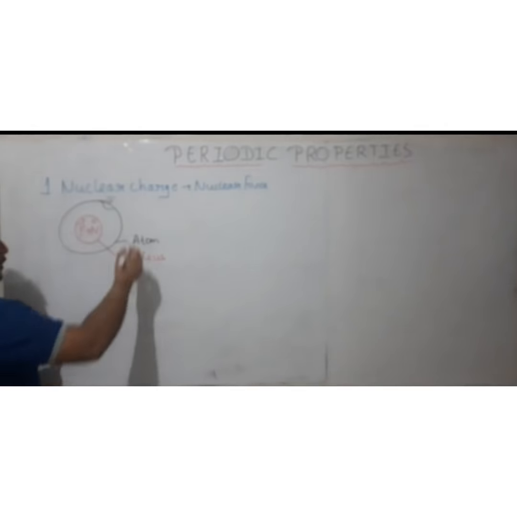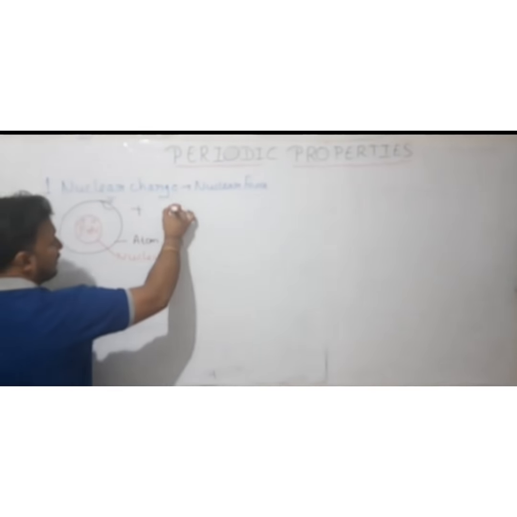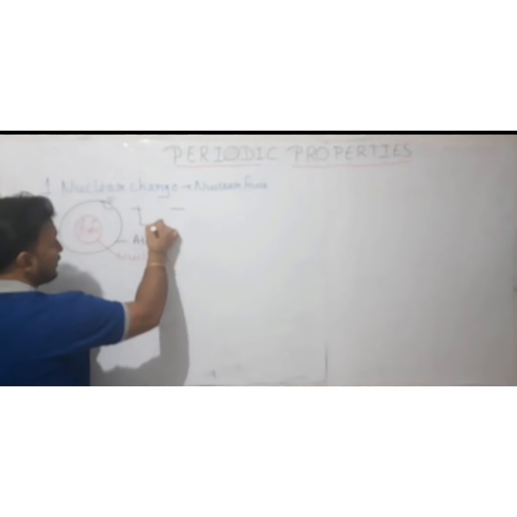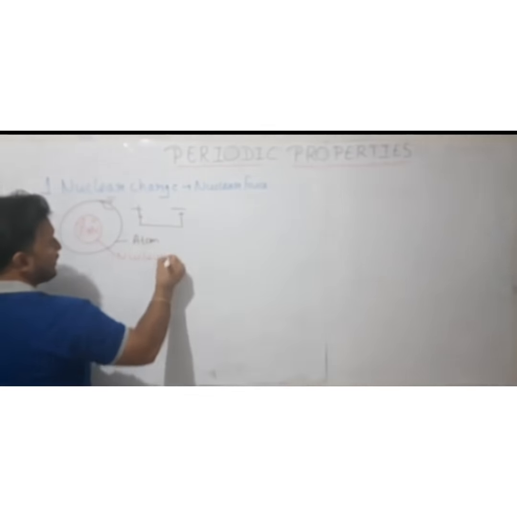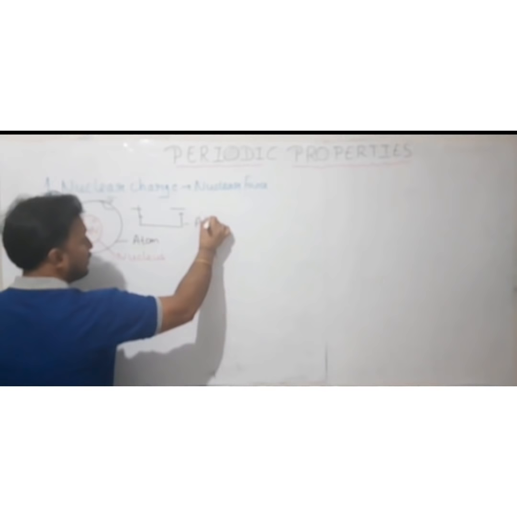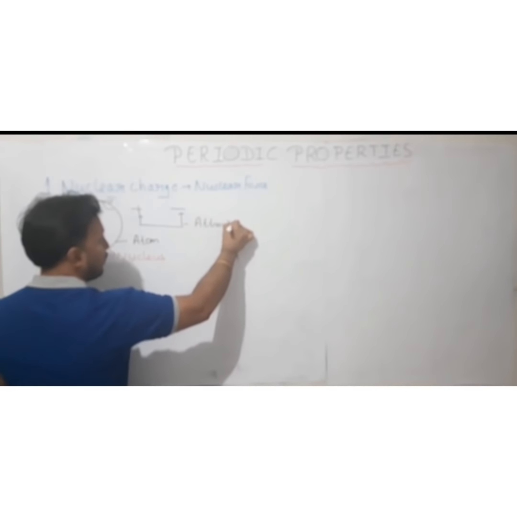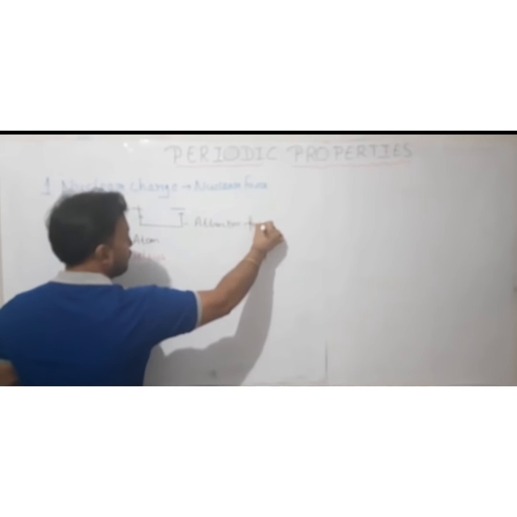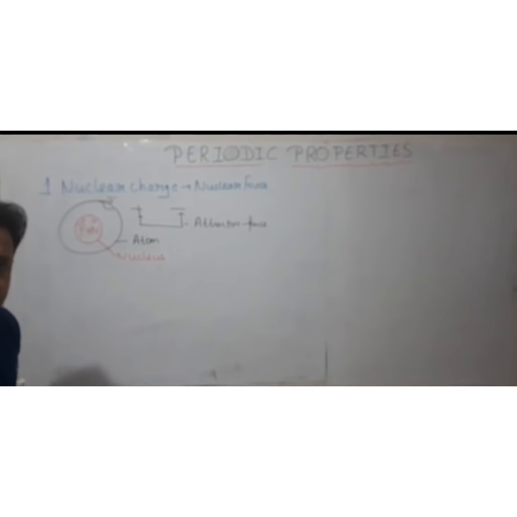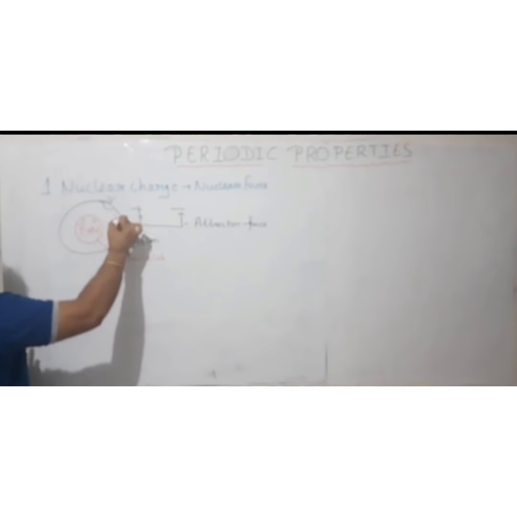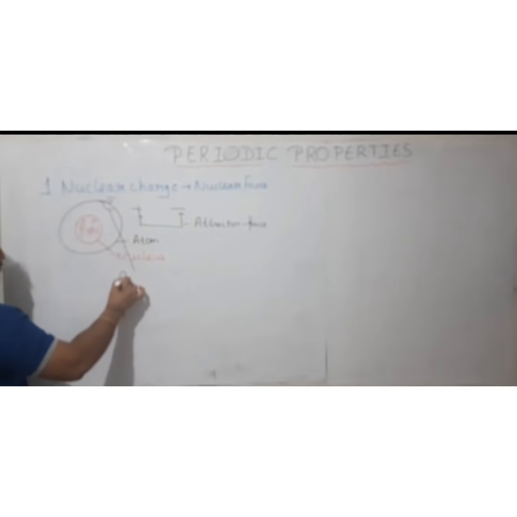Now we all know, if a positive charge is there and a negative charge is there, then one thing exists between them, that is the attractive force, because opposite charges attract each other. Very simple. The same is going to happen here, proton is positively charged while electron is negatively charged. So it results in the formation of an attractive force between them.